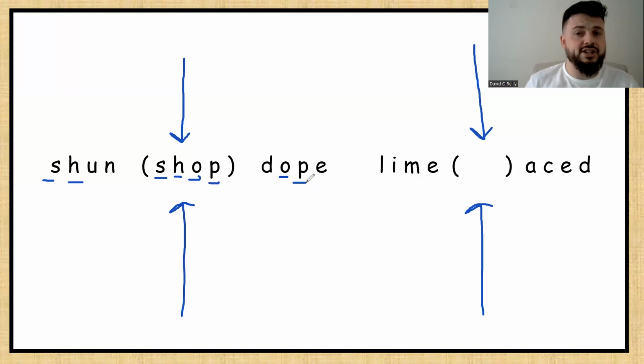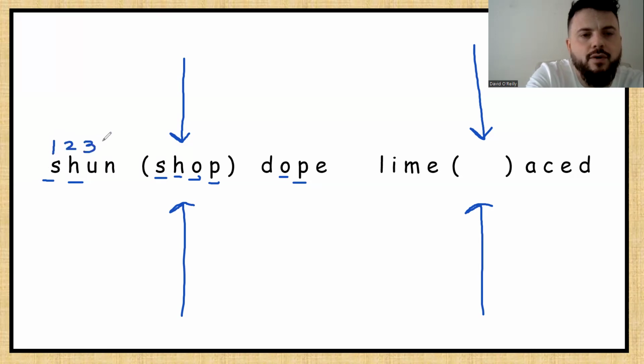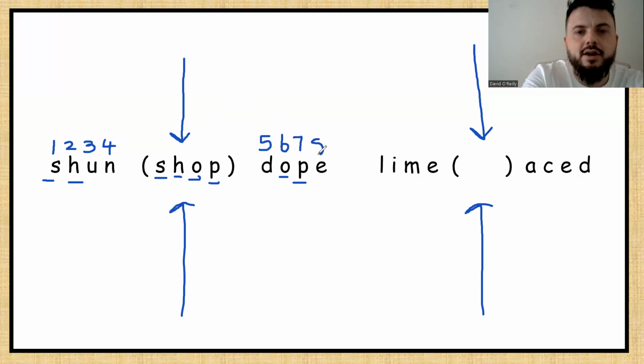So what I like to do is I like to number each letter, okay? So we give S number 1 and H number 2, U number 3, and N number 4. Then we don't number the mystery word. We just go on to the next word and we number those letters as well. So we've got D, which is 5, O, which is 6, P, which is 7, and E, which is 8. And now I have a bit more information about the letters that were chosen.